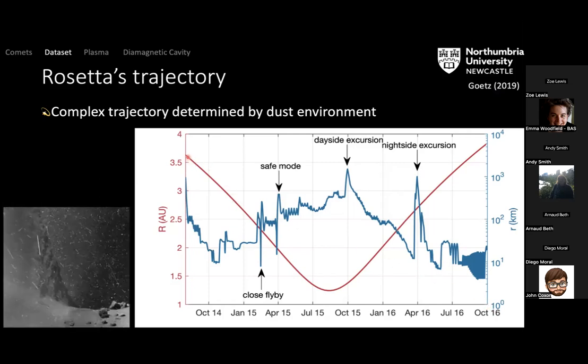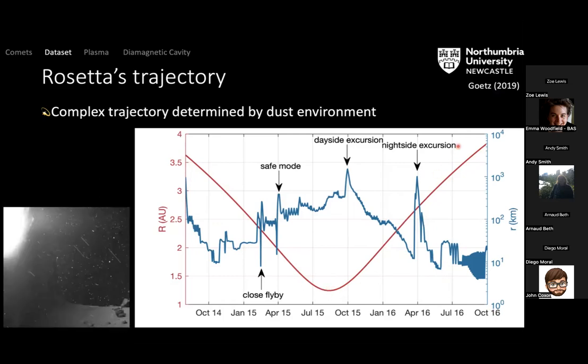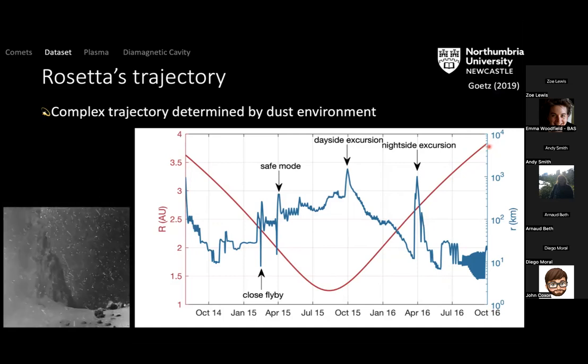At the same time, you can see in red the heliocentric distance of the comet and the spacecraft. So you can see that we arrived at roughly 3.6 AU, and then followed the comet to its perihelion around 1.24 AU in August 2015, and then went out again until the spacecraft was deliberately crashed into the comet in 2016.